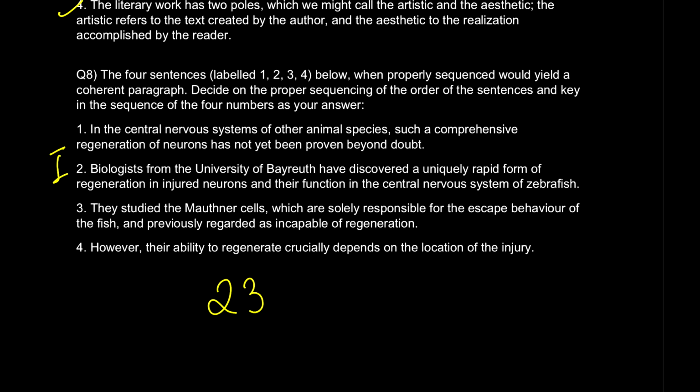However, their ability to regenerate crucially depends on the location of the injury. Where the injury is, okay? In the central nervous system of other animals, such a comprehensive regeneration of neurons has not been proven beyond doubt. So this brings us to the final answer, 2341.